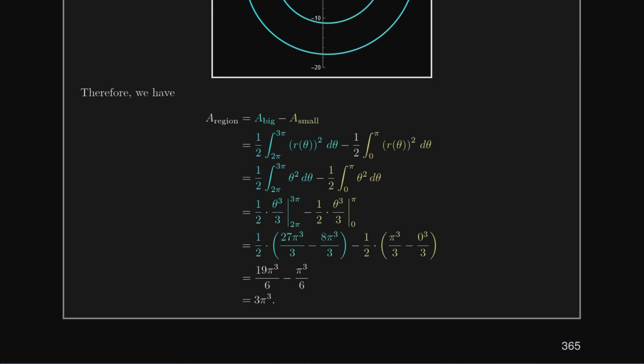I hope you're looking forward to it. We're going to talk about volumes of objects and surface areas of objects in 3 dimensions that we can obtain by rotation.